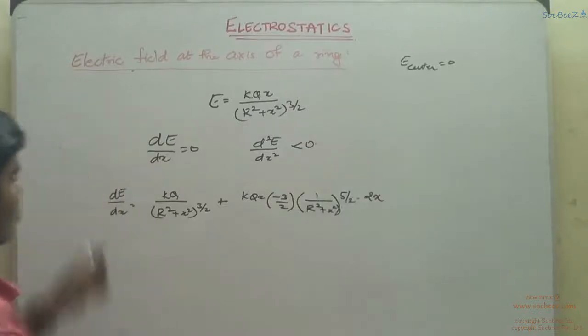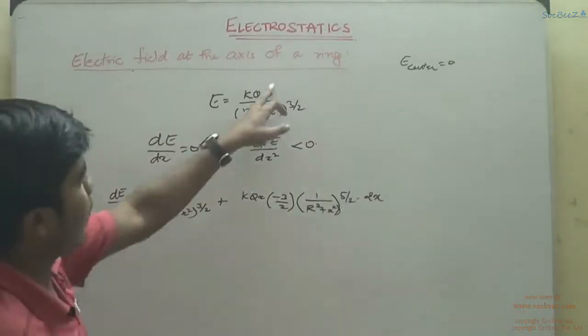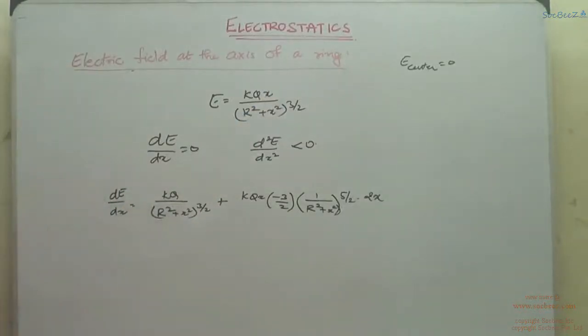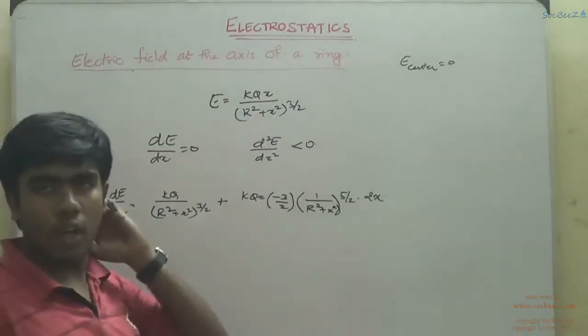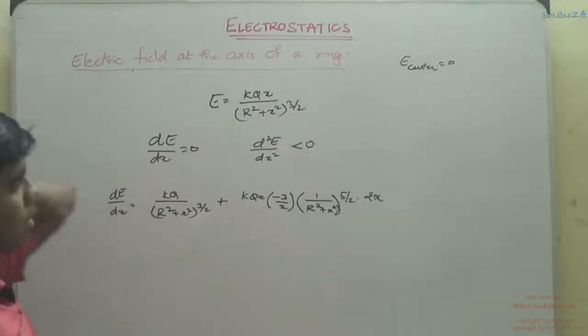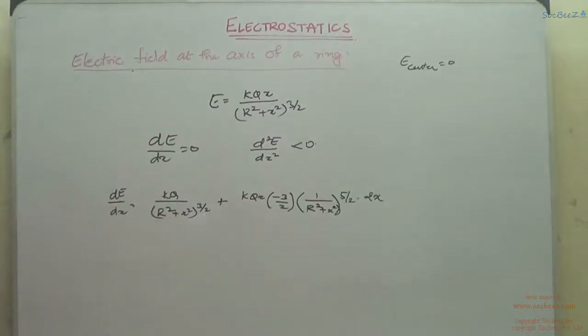See, it is due to the chain rule. First I differentiate only x and write everything else as the same. Then I do not differentiate x but differentiate the denominator part, which is r square plus x square power 3 by 2. And thus I get this.